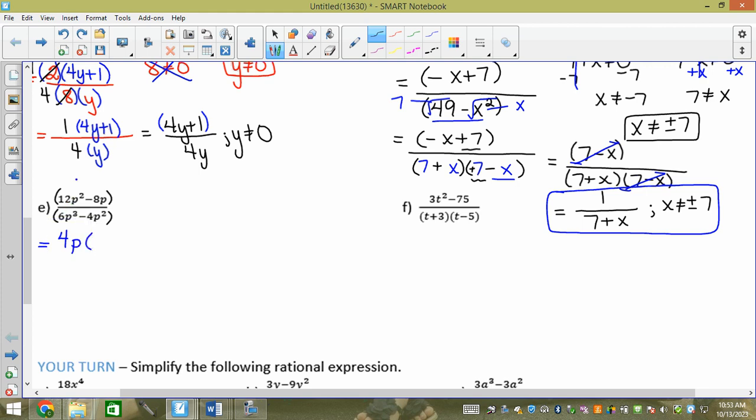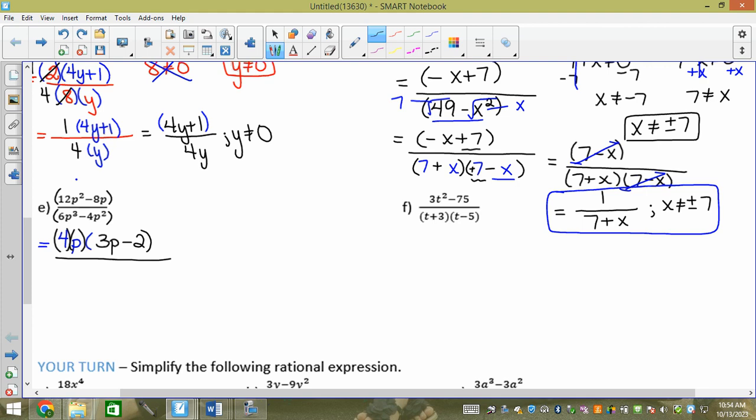12p squared, take out a 4p, is 3p. And then negative 8p, take out a 4p is negative what? 2. Now this 4 and p are being multiplied, are they not? You see that? There's no plus or minus signs there. So I can put them in their own brackets when they're just being multiplied. Because when you have two brackets touching side by side, that means multiplication.